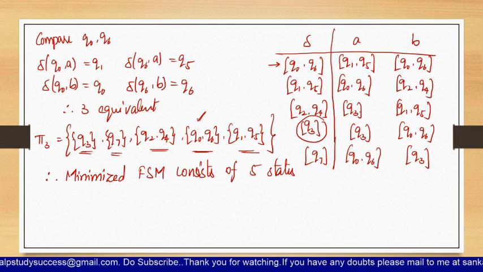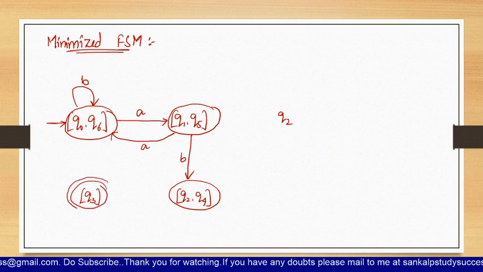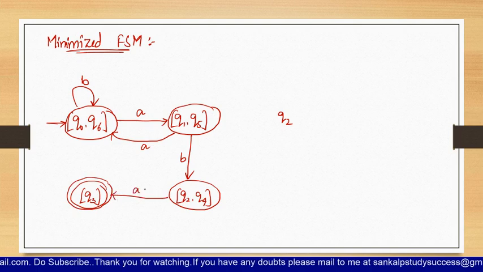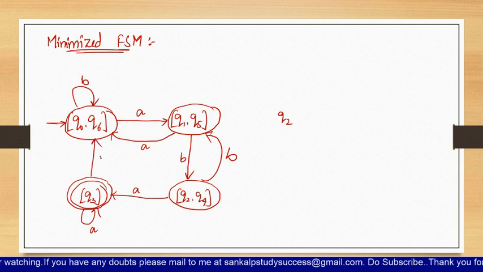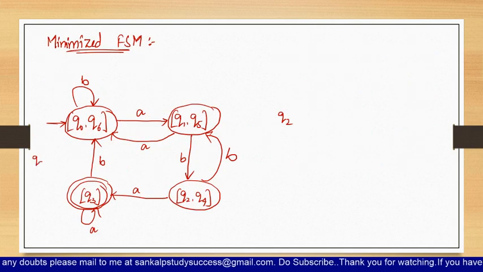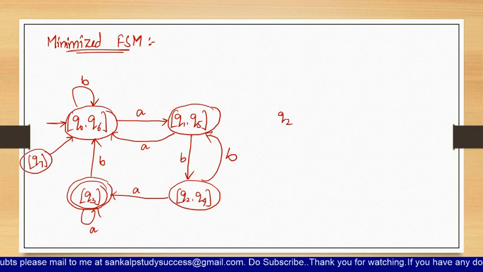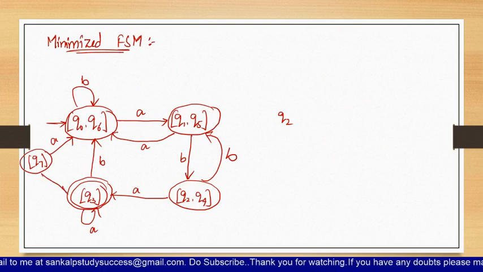So for Q2 comma Q4, if you apply A, it goes to Q3, which is the final state. If you apply B, it moves to Q1 comma Q5, so again it moves back. Now if you apply A to Q3, it goes to Q3 itself, and if you apply B to Q3, it moves to Q0 comma Q6. Now the next one is Q7. For Q7, if you apply A, it moves to Q0 comma Q6, and if you apply B, it moves to Q3. So like this.